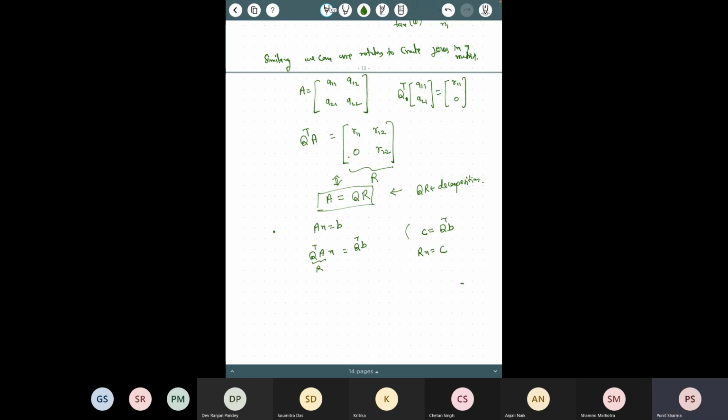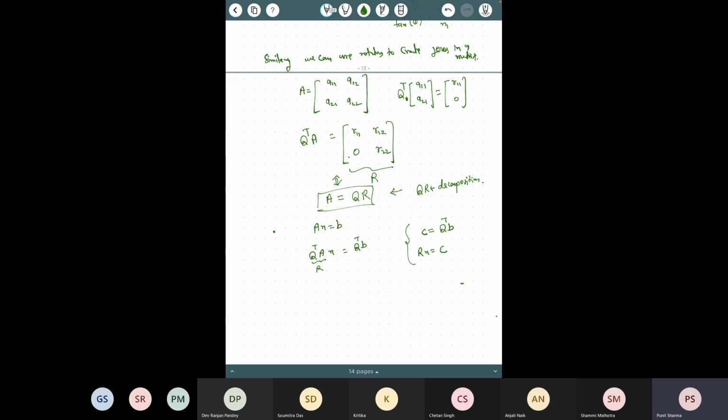So this system of equations you can solve in two steps, provided you know this A equal to QR, which you can achieve using the rotators. First you obtain this product Q transpose B, call it C. And in the second step, you solve this upper triangular system, which is easy. You know how to solve an upper triangular system by back substitution. So you can use this idea in order to solve a system of equations. All right. So this is again a different application or different use of this.